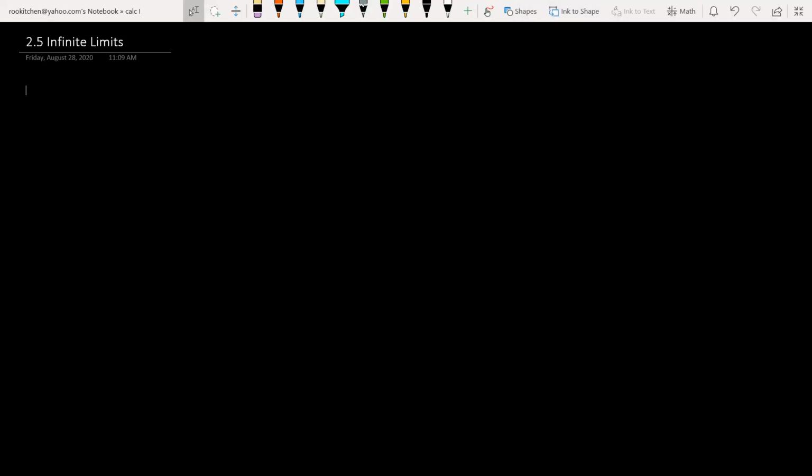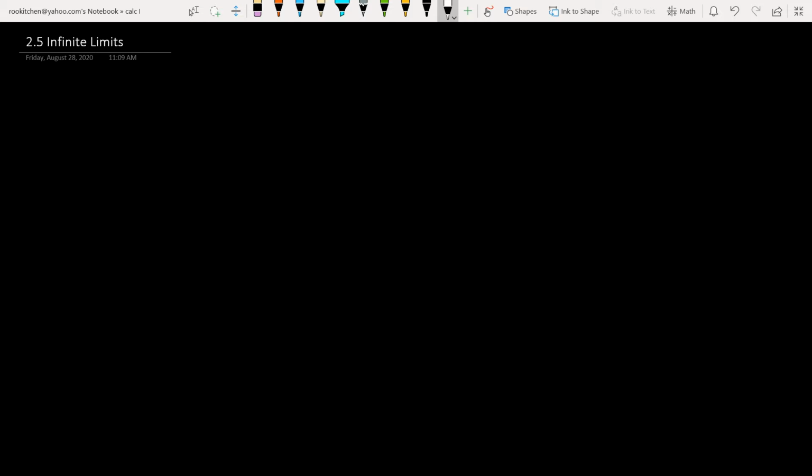We're talking about infinite limits. These are limits that, with regards to the y, just keep getting bigger and bigger as they approach some x value, or lower and lower. So we're talking about going to infinity, which is kind of like going to the sky, and negative infinity, which is like going into the ground.